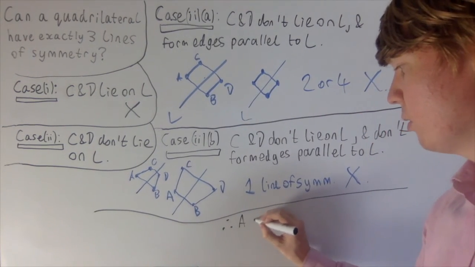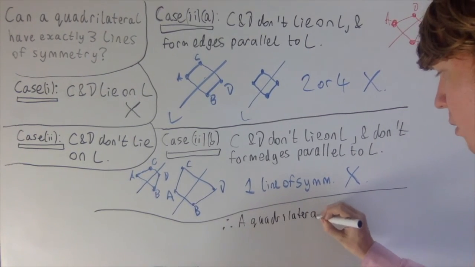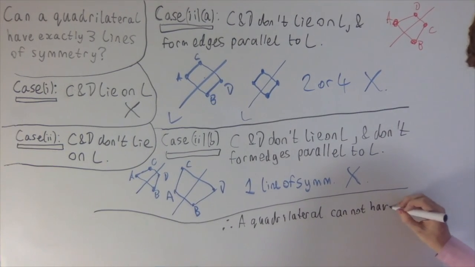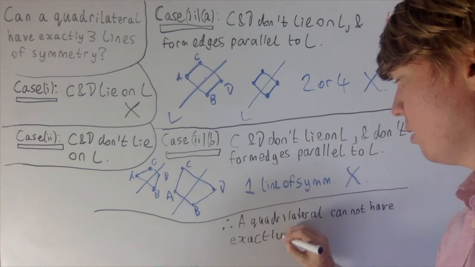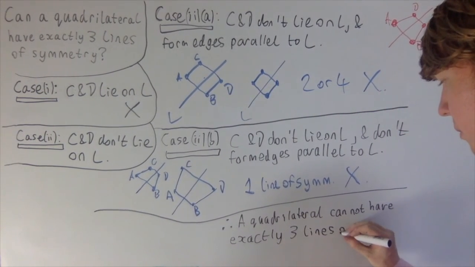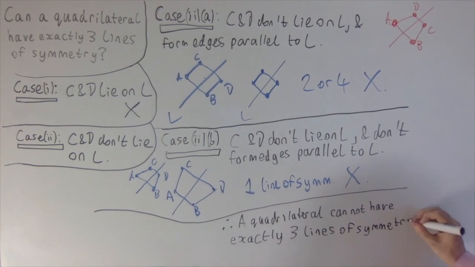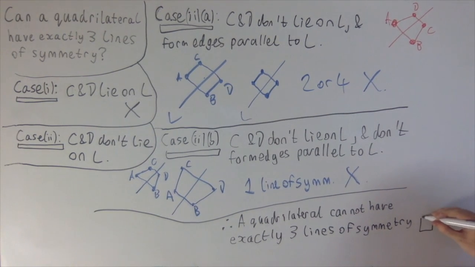So we can conclude, therefore, a quadrilateral cannot have exactly 3 lines of symmetry. This is a really nice sort of proof by exhaustion. We've covered all the different possible cases, shown that it's not possible to have 3 in any of those cases, and then we're done.